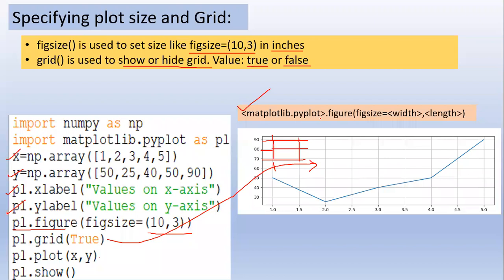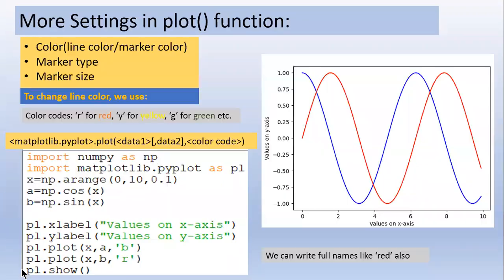Matplotlib dot pyplot. Instead of this, we have used PL. Then figure, then figsize is equal to width comma length. Let us move to the next slide.